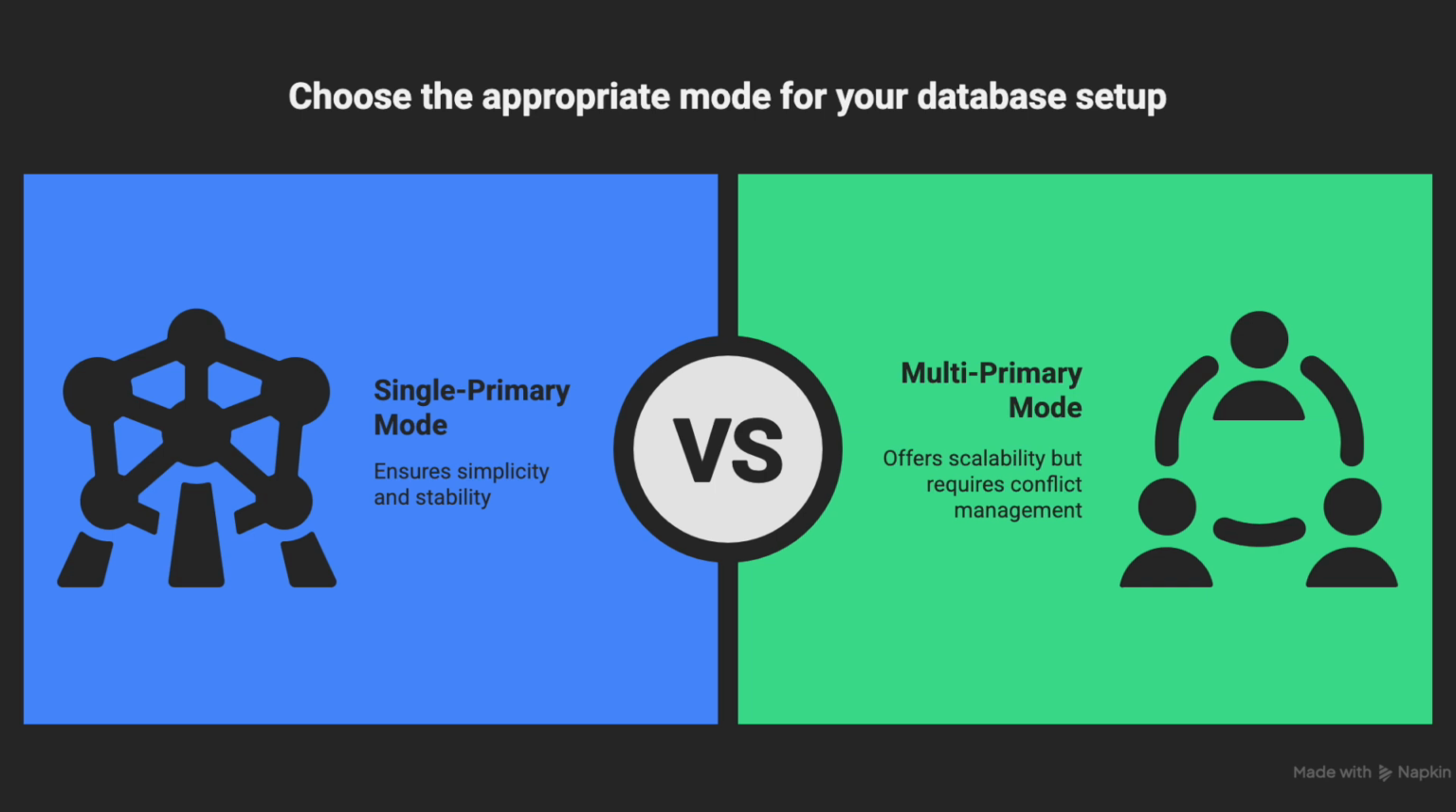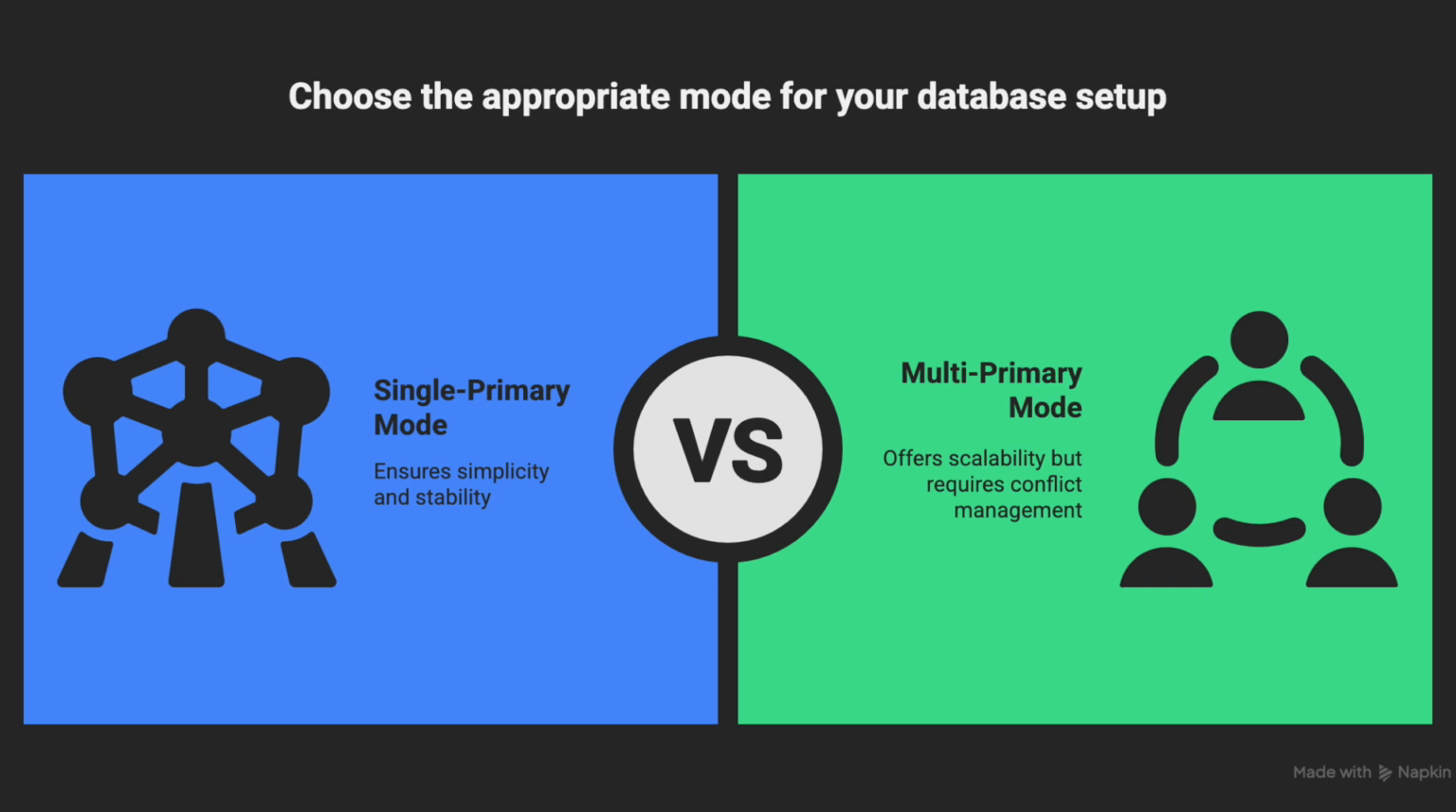Yes, the automatic failover kicks in, which we'll get to. Right. Another node will automatically be elected as the new primary. So availability is maintained, but write throughput is limited by that one node's capacity. Okay, so that leads us naturally to the alternative for those who need more write capacity. Multi-primary mode. What's the story there?